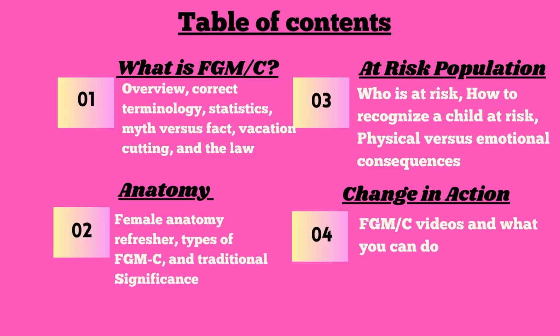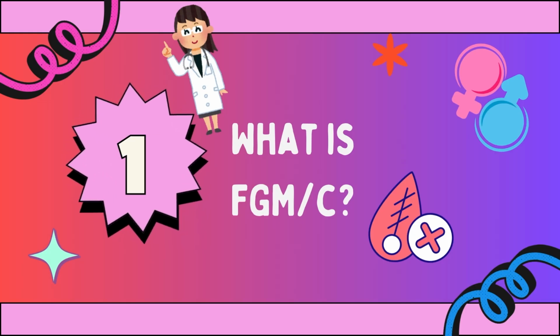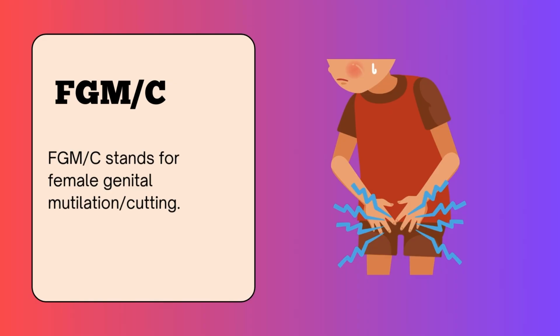Today's presentation consists of 4 parts. The 4 parts are: what is FGMC, an anatomy review, at-risk population, and change in action. Part 1. What is FGMC? FGMC stands for female genital mutilation.